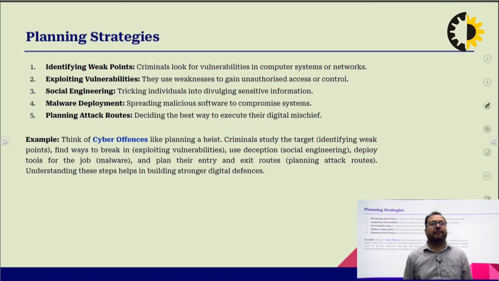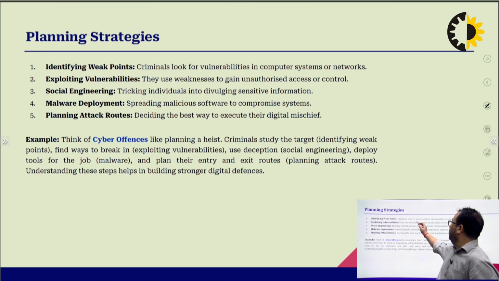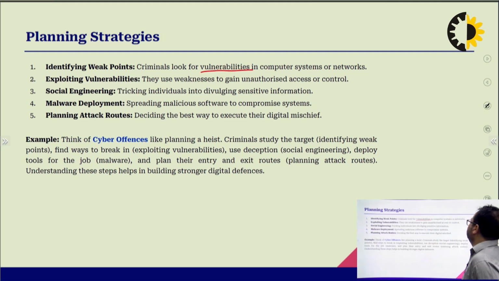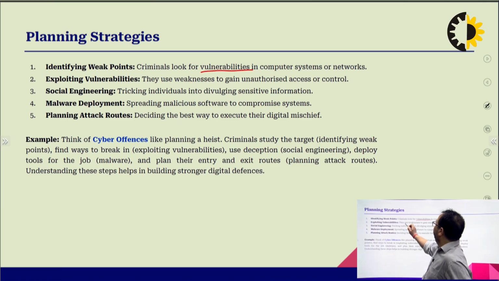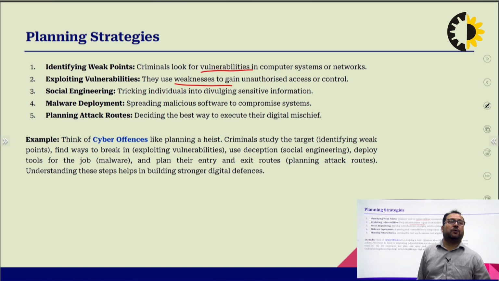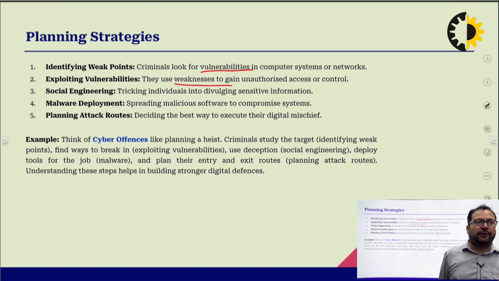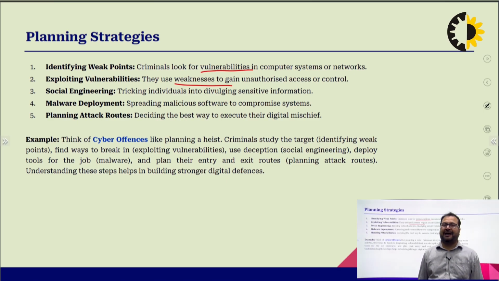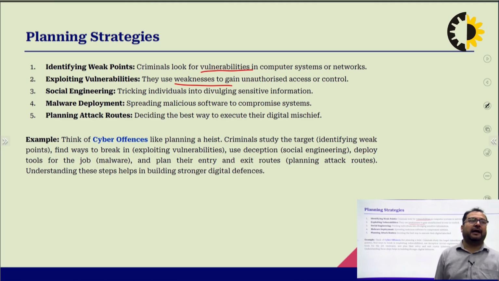Identifying weak points means criminals look for vulnerabilities in a computer system or network. Exploiting vulnerabilities, they use weaknesses to gain unauthorized access or control. Then social engineering: tricking individuals into divulging sensitive information. Malware deployment: spreading malicious software to compromise systems. And planning attack routes: deciding the best way to execute their digital mischief.